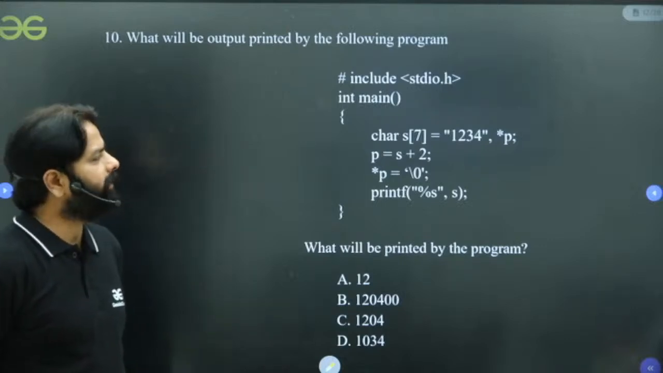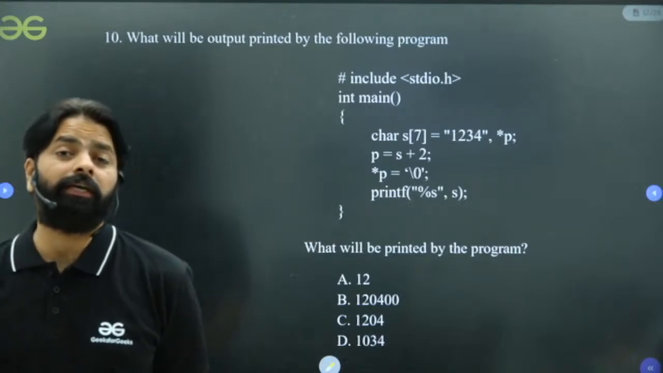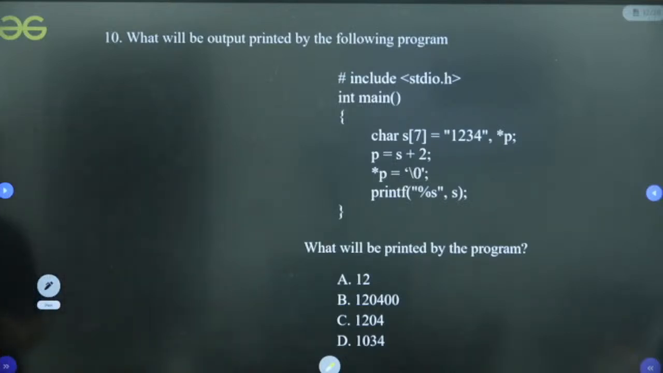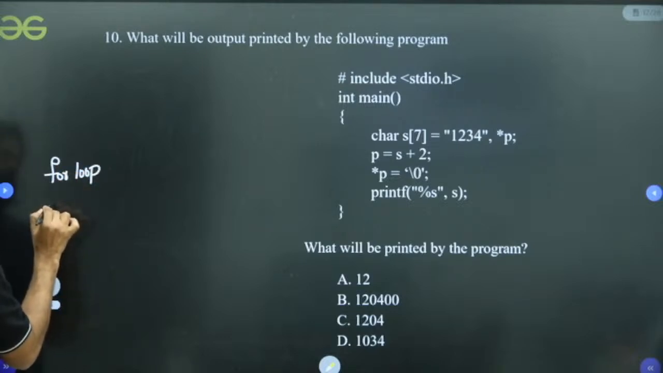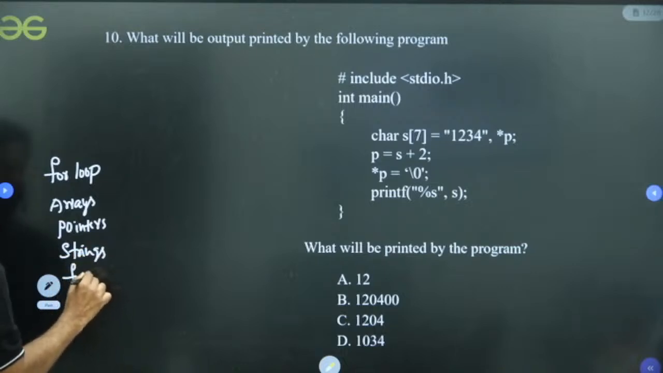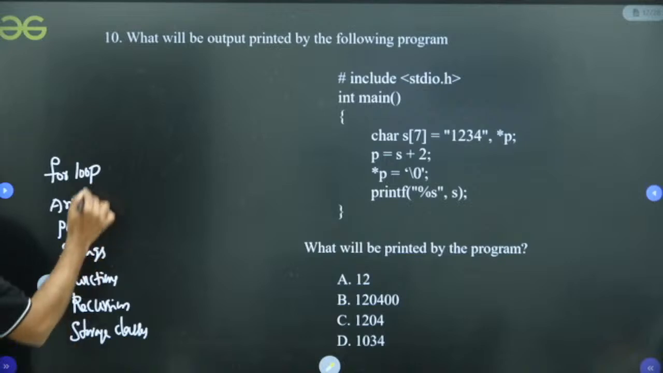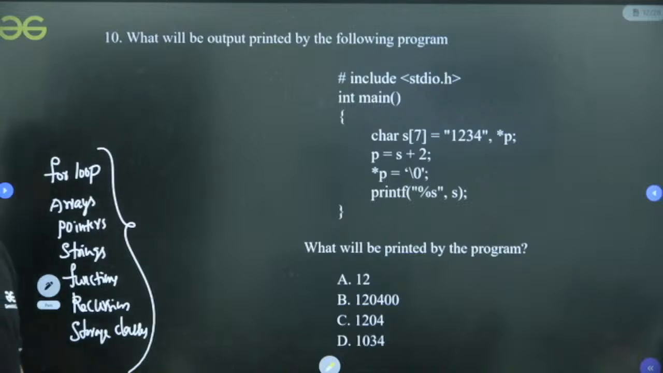This type of questions are plenty in GATE exams. Sometimes they ask directly in a main function, sometimes using functions, sometimes even using recursion too. And remember, maximum GATE questions are on for loop, arrays, pointers, strings, functions, recursion along with storage classes. You see these the most in the exam. If any concept in these is a little weak, please make it correct.